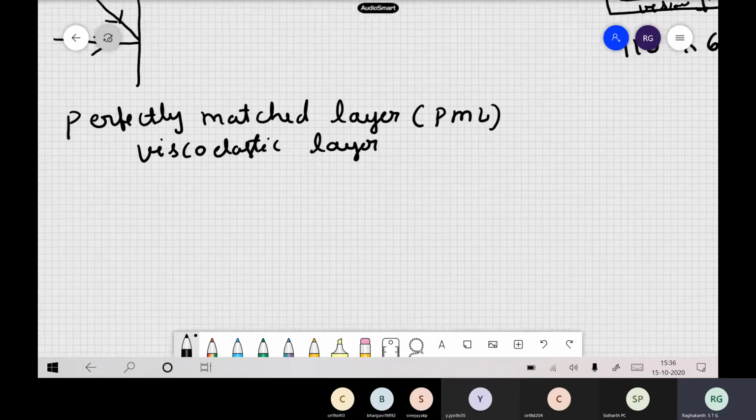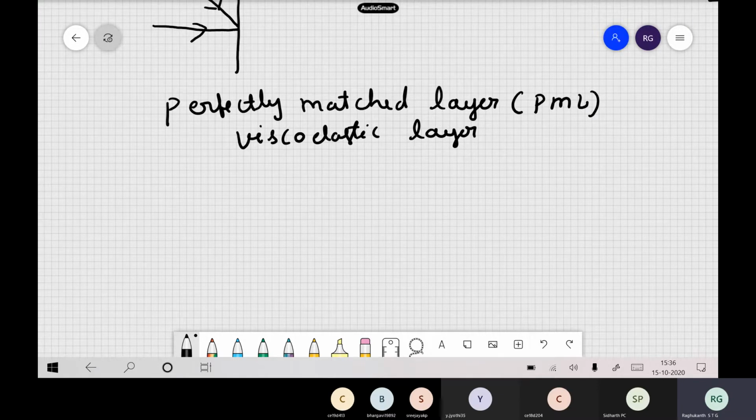So this way we can represent these absorbing boundary conditions and others in numerical calculations. These things are used not only in finite difference, even in finite element also, we do the same thing.